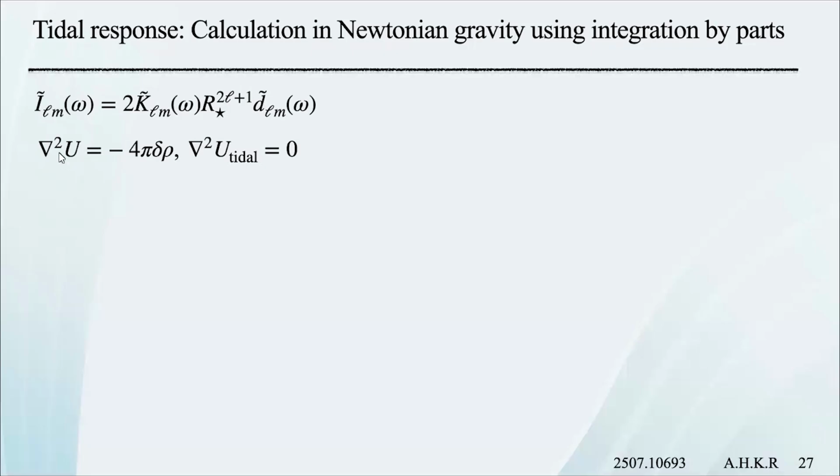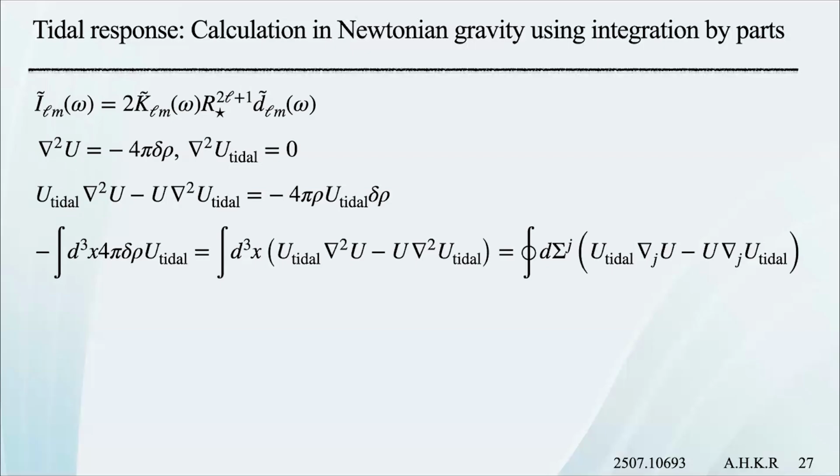So you would look at the Poisson equations in the linearized theory for the self field and the vacuum equations for the tidal field. You get the conserved current, or so this is not exactly the conserved current, it's just sort of a trick. So you multiply this equation by U tidal and then this equation by U, and then you subtract them. So you get something on the right hand side. And then you integrate this over the volume of the star, and then the first term here is shown on the left hand side here. And this term can be integrated by parts to obtain an integral over the surface of the star.